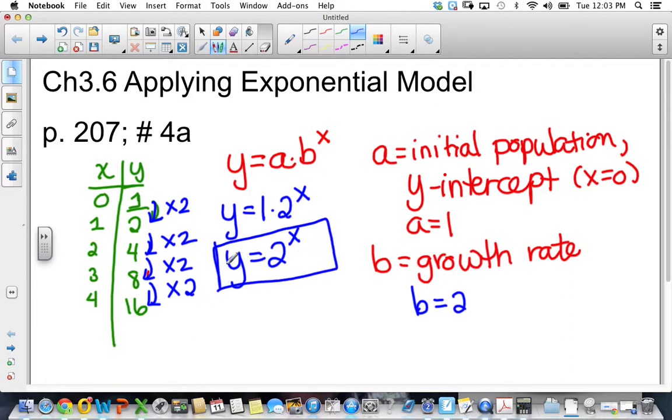You will use this function in order to make a prediction. So if they wanted to know how many knew the news after 6 hours, you would have to figure out what's the x value that would go with 6 hours, and then you plug it in and find the population.